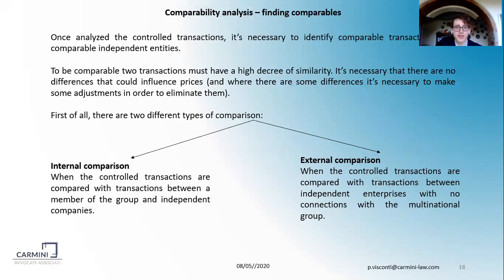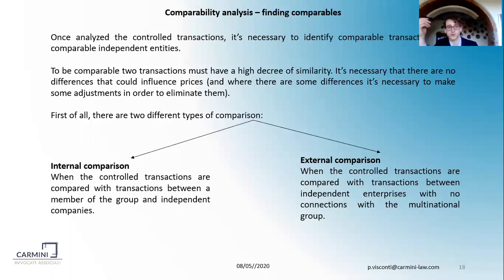So once we analyze the transaction, the controlled transaction, we can find a comparable transaction with independent companies. We have two kinds of comparison: the internal comparison and the external comparison. The first one is when we compare a controlled transaction with a transaction between a member of the group and an independent company.